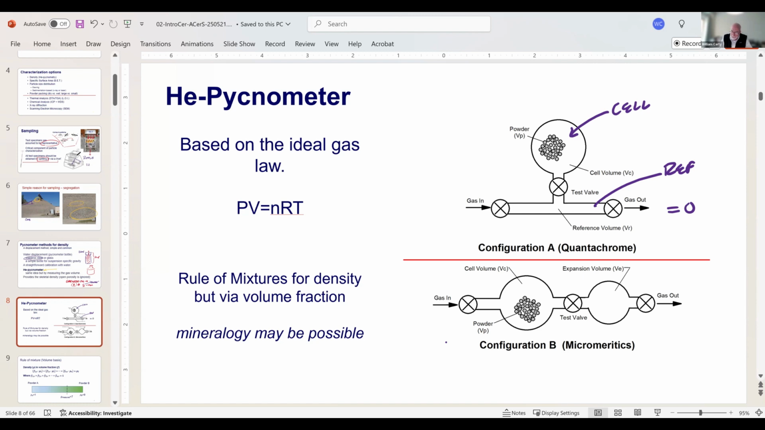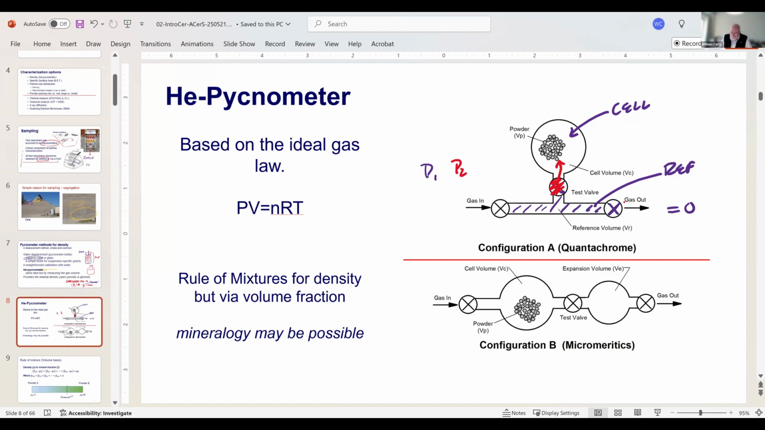And then what you do is you close off this valve and you close off this valve and you pressurize this volume, and you get a P1 value. And then you open this valve, and when you open this valve, that gas expands into this region and you get a P2 value and you can calculate the volume. So it's a very simple device.